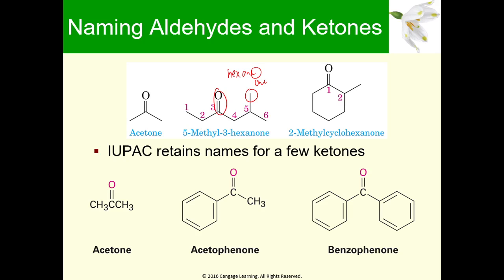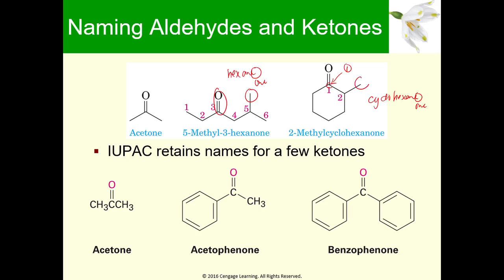Next, we have here a cyclohexane. So cyclohexane yan. So originally that's a cyclohexane. But since you have a C double bond O dito, you drop the E, you make it on. That's why it's a cyclohexanone. Now, sabi natin, the C double bond O is usually the carbon number 1. So, you decide if your direction will be counterclockwise or clockwise.